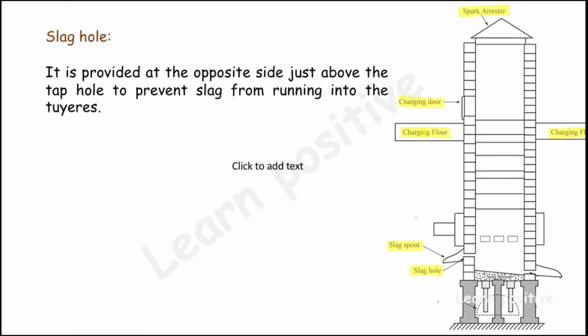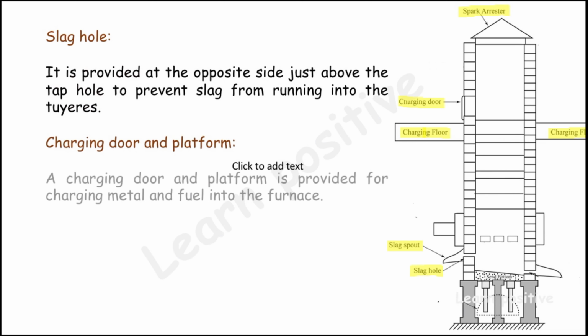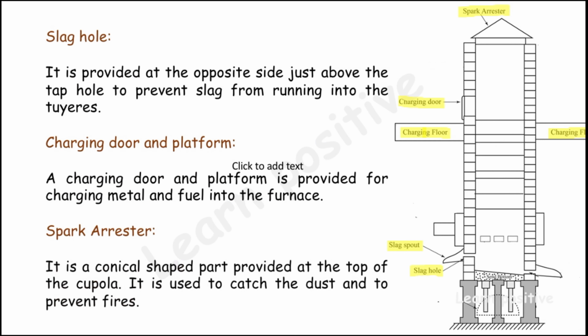Slag hole: it is provided on the opposite side, just above the tap hole, to prevent slag from running into the tuyeres. The slag hole is used to remove the slag formed on the top surface of the molten metal. The charging door and platform is provided for charging metal and fuel into the furnace, and also the flux. The spark arrestor is a conical shaped part provided at the top of the Cupola furnace. It is used to catch the dust and to prevent fires.